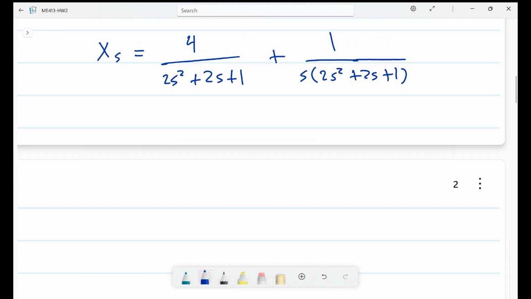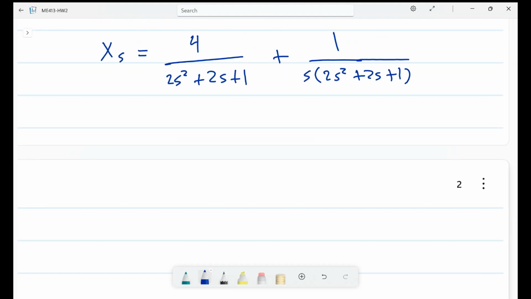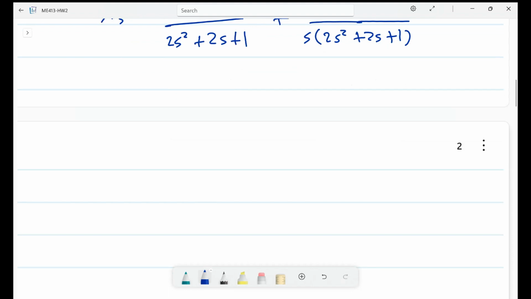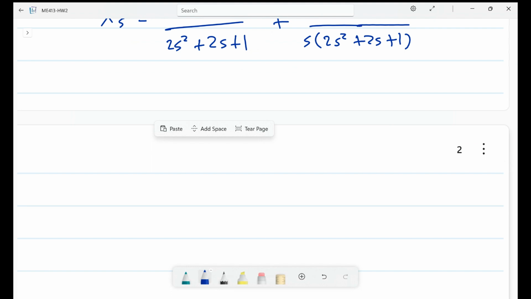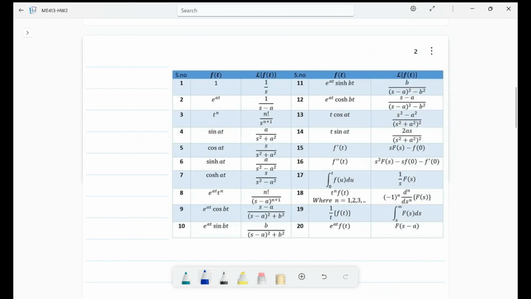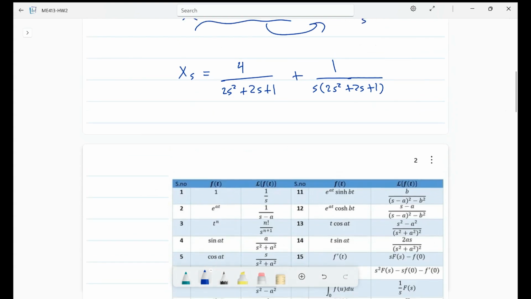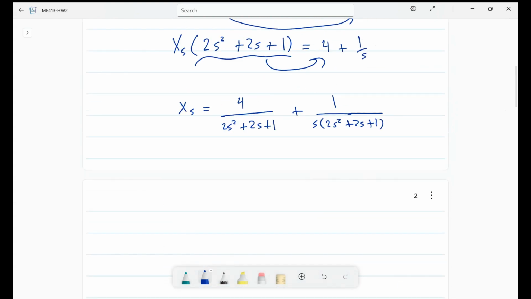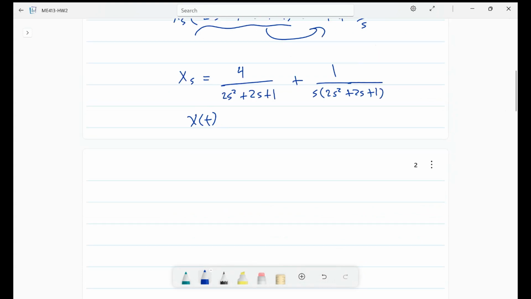Now, to get the solution x at t, we need to transfer this back using the Laplace inverse to the original time domain. But the problem is, as you can see here from the table, we don't have any terms that are similar to what we got here. So we need to do some modification in order to get our x(t).